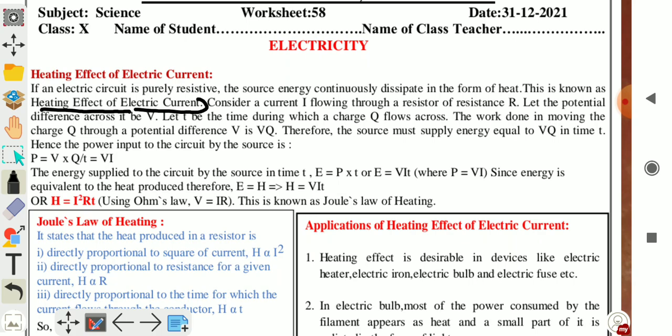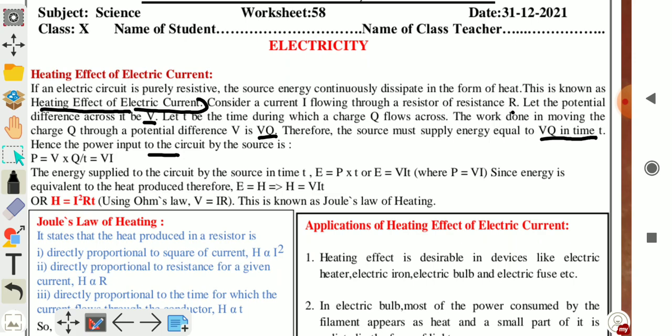Consider a current I flowing through a resistor of resistance R. Let the potential difference across it be V. Let T be the time during which a charge Q flows across. The work done in moving the charge Q through the potential difference V is VQ. Therefore, the source must supply energy equal to VQ in time t. Hence, the power input to the circuit by the source is P equal to V into Q upon T.